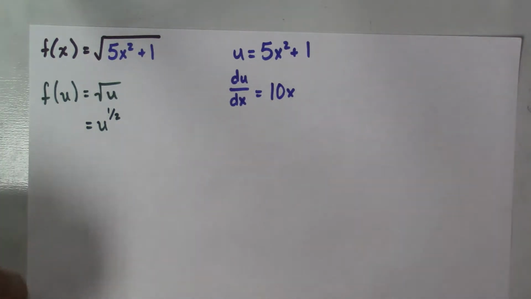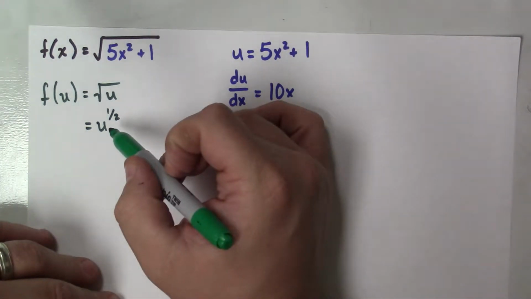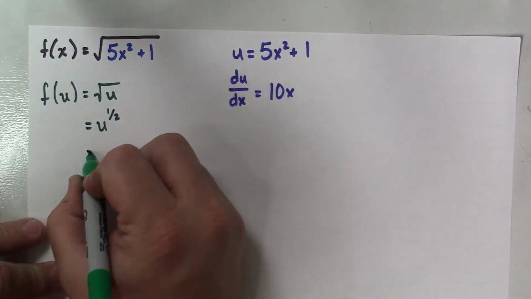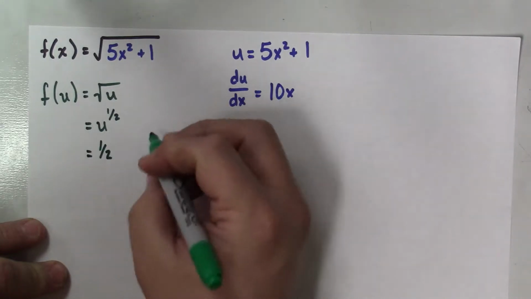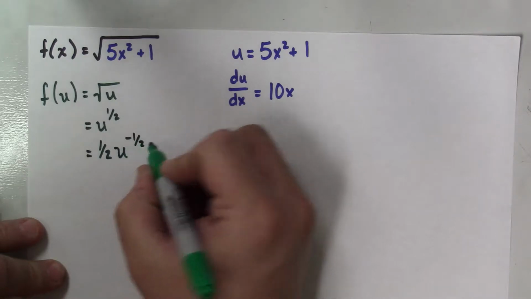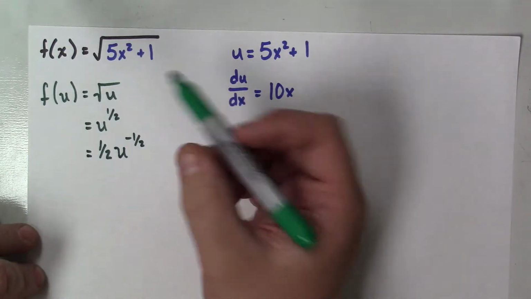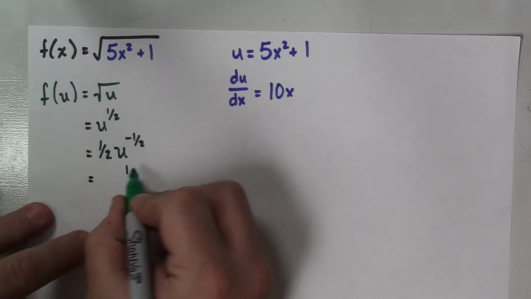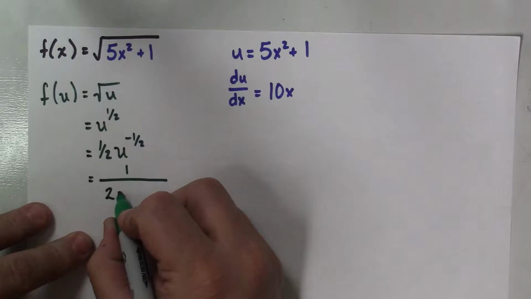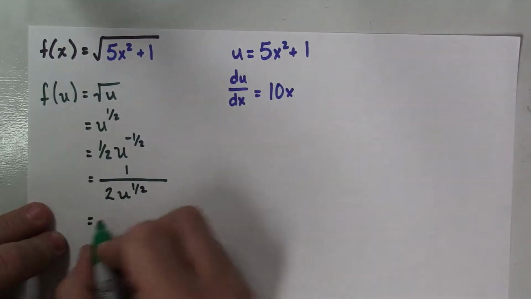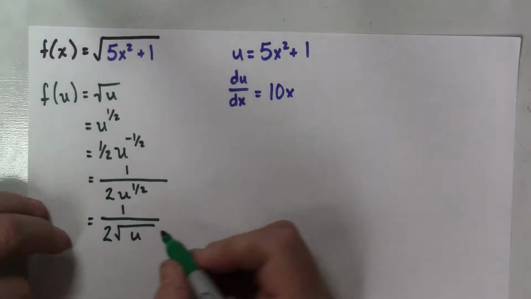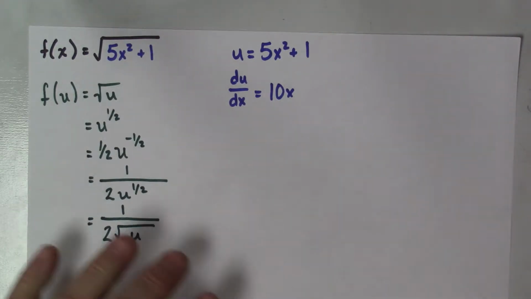And now that I have that, what I can actually do is apply the power rule. So what do I do with the power rule? I multiply the front by the old exponent, and then that's u. I subtract 1 from that, so 1/2 minus 1 is negative 1/2, which really means that this is 1 all over 2 times u to the 1/2, which can be written as 1 over 2 times the square root of u. And so there's my derivative.